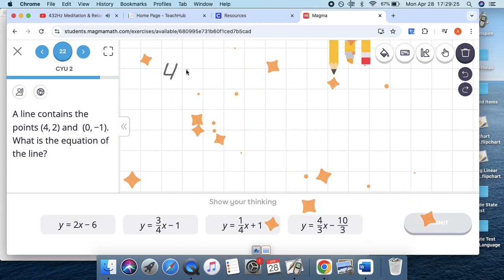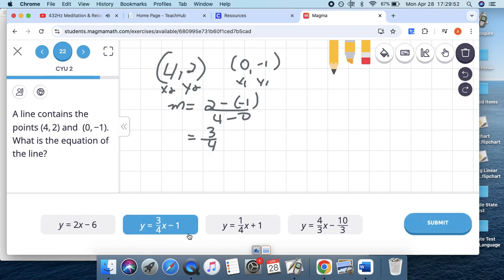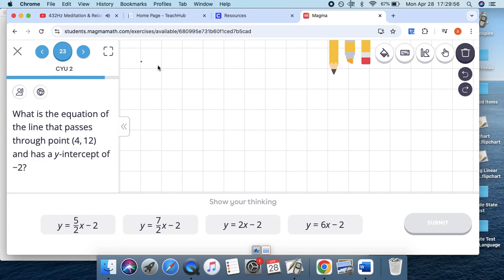4 and 2. What is that? 4 and 2, 0, negative 1. So x2, y2, x1, y1. So our slope is going to be 2 minus negative 1 over 4 minus 0. So the slope is 2 minus negative 1 is 3 over 4. So just looking at the multiple choice, I'm not even going to do anything. The only one that has a slope 3/4 is the second one.